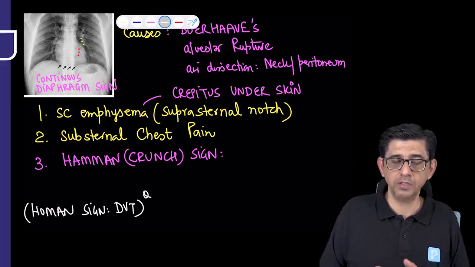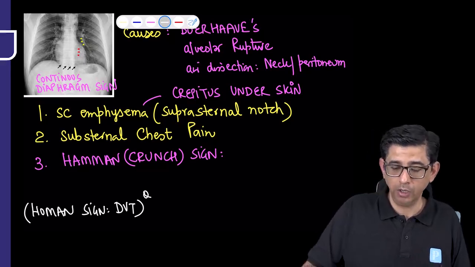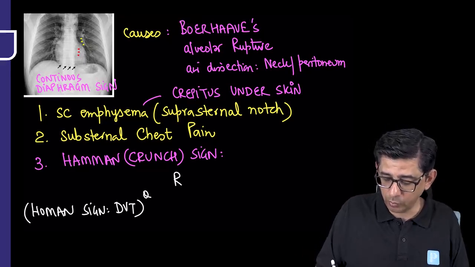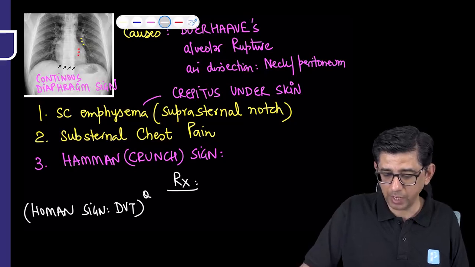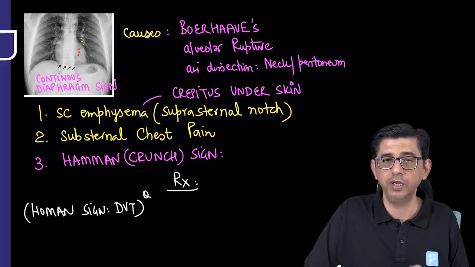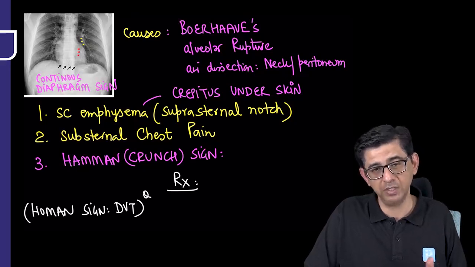The sound would be as if somebody is walking on snow, freshly fallen snow with leather boots on, or like when you bite into chips or wafers or crackers. I mean, that's when the crunch sound would be produced. So that is why the word was Hamman crunch sign. It is synchronous with the heartbeats. It's one of the auscultatory findings for pneumomediastinum, and pneumomediastinum can coexist with pneumothorax and vice versa.